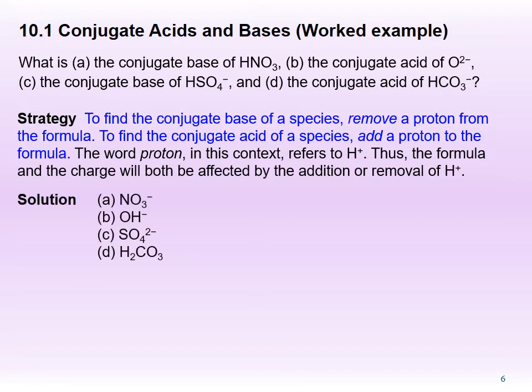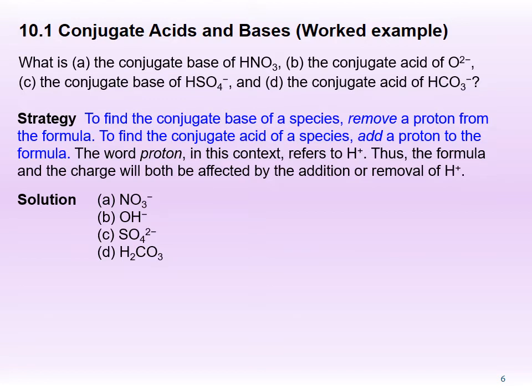Part A. Recall the definition of a conjugate base. It is the leftover species of an acid after the acid gives away H+. Identify the acid. It is HNO3. What do we get when we take away H+ from HNO3? We first work with atoms. HNO3 minus H gives NO3. Next, we work with the charge.